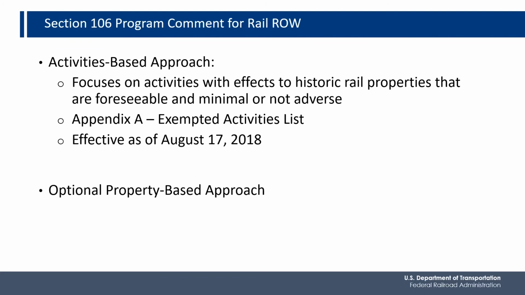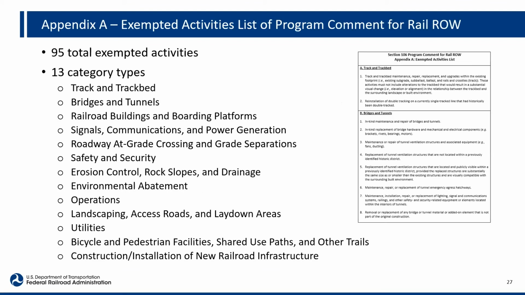And so the program comment is comprised of two parts. We have an activities-based approach that focuses on activities with effects to historic rail properties that are foreseeable and minimal or not adverse, and we have those lists of exempted activities. And then we also have a property-based approach. Next slide, please. Talking a little bit more about those exempted lists of activities available under Appendix A, we have a total of 95 different exempted activities and 13 different activity types listed here.